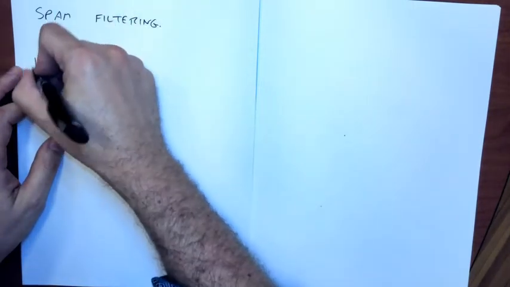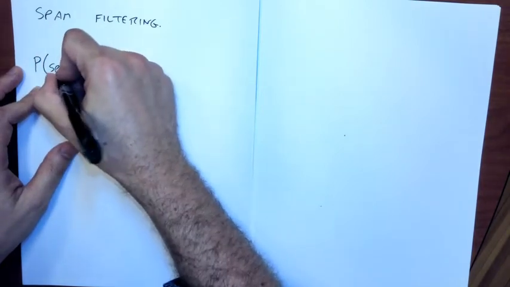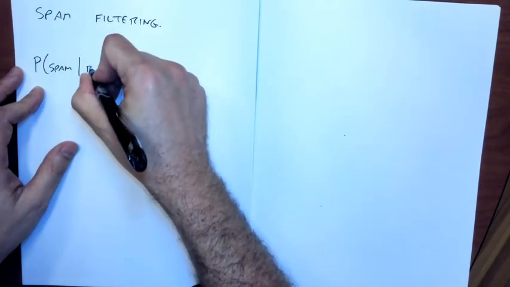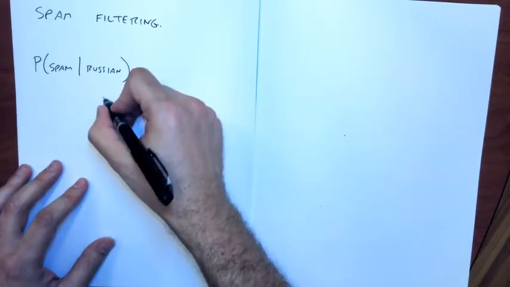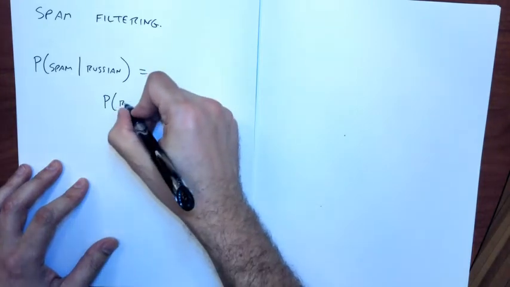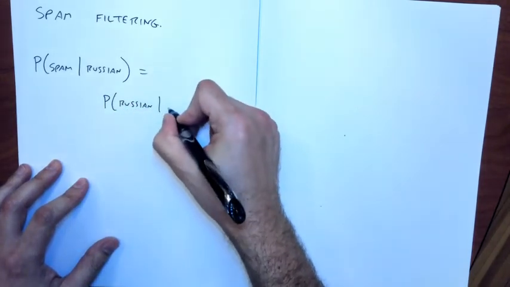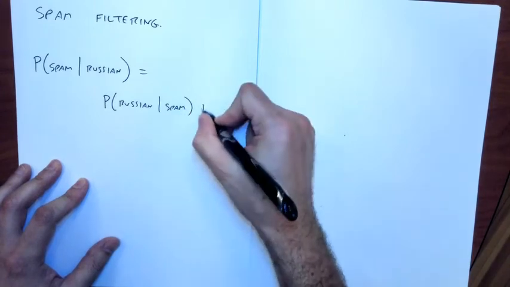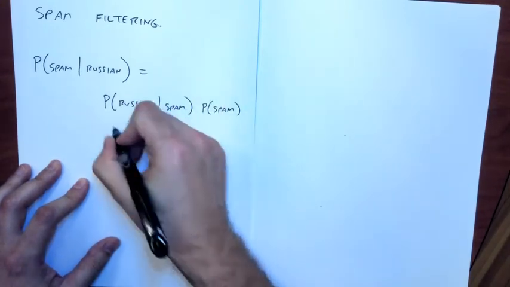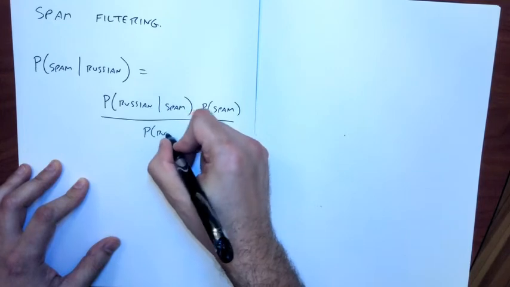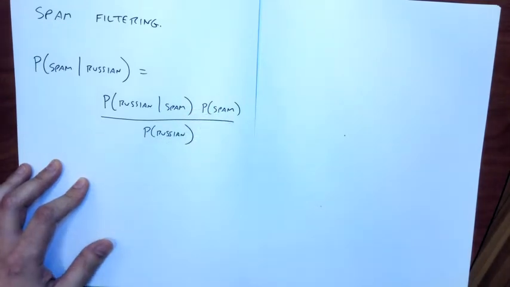And what I want to know from a spam filtering perspective is, what's the probability that my email is spam given that it's in Russian, okay? So Bayes' rule tells me that, and this is something that I don't necessarily know outright, but I can use Bayes' rule to rearrange this equation, right?